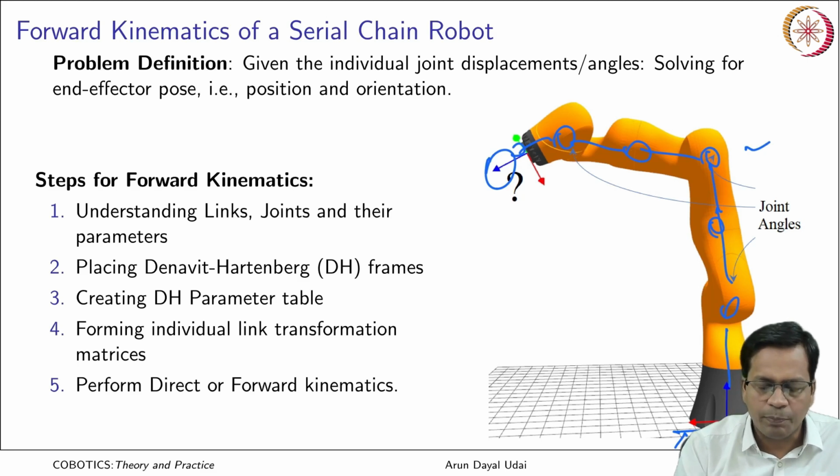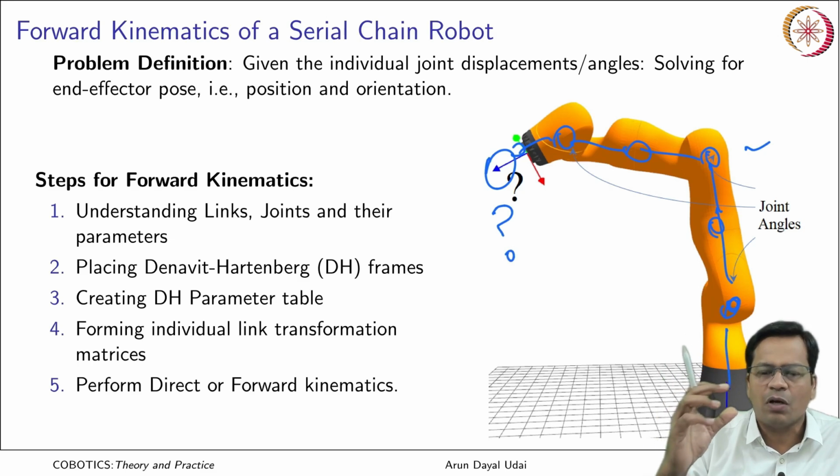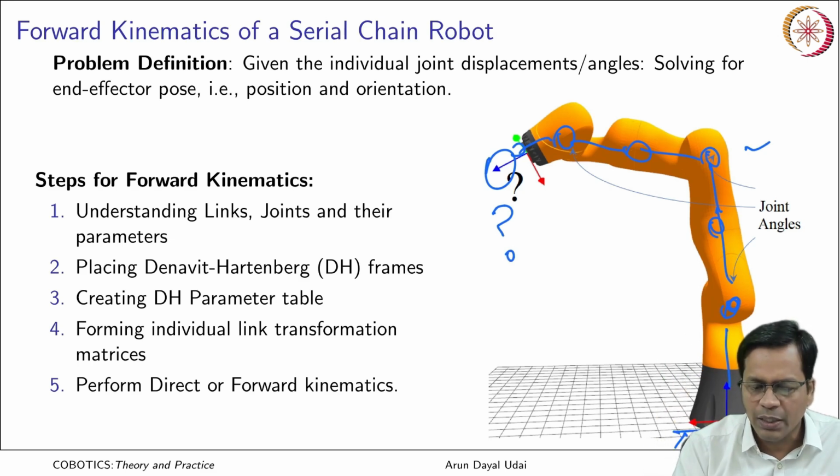So the problem here is you have to find the end effector position, and the joint angles are known. You also know the dimensions of each link. So you know the link lengths, L1, L2, L3 and so on and so forth.